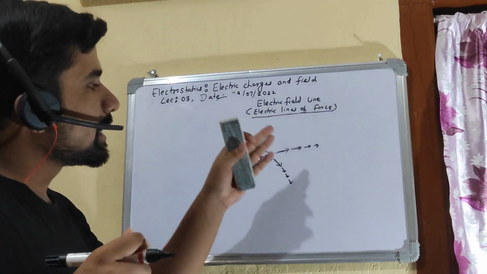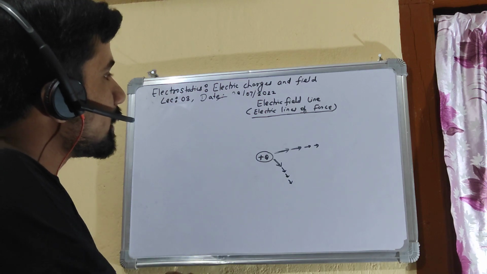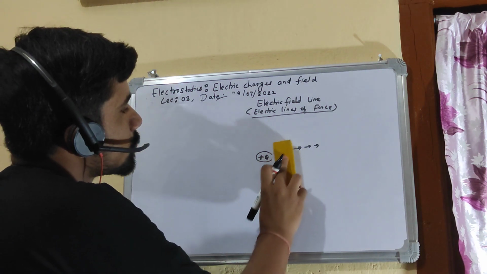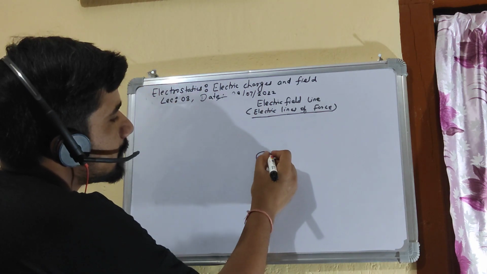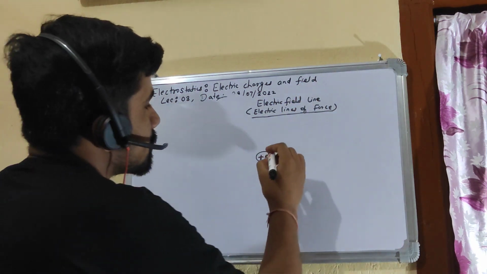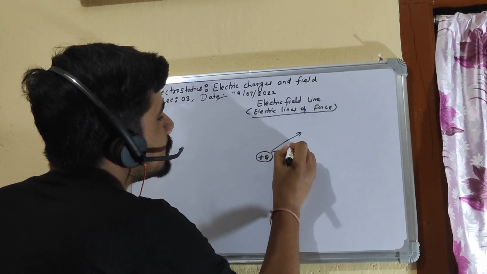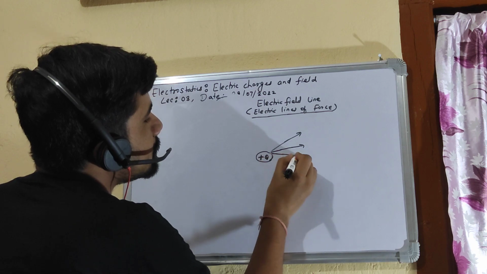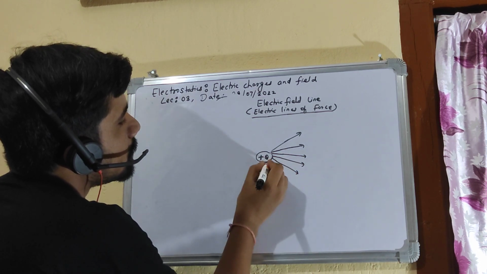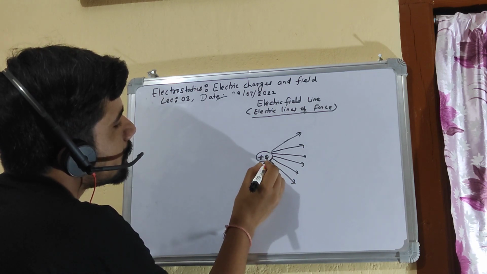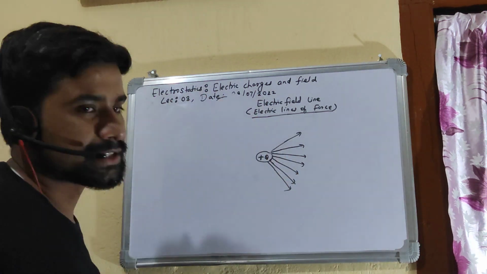So if I keep drawing these lines in different directions, we will see that we get a set of lines, right? So let's say this is plus Q charge. As I said, the direction of electric field is away from positive charge. So the lines would look something like this. Again it will be in all the directions, right?